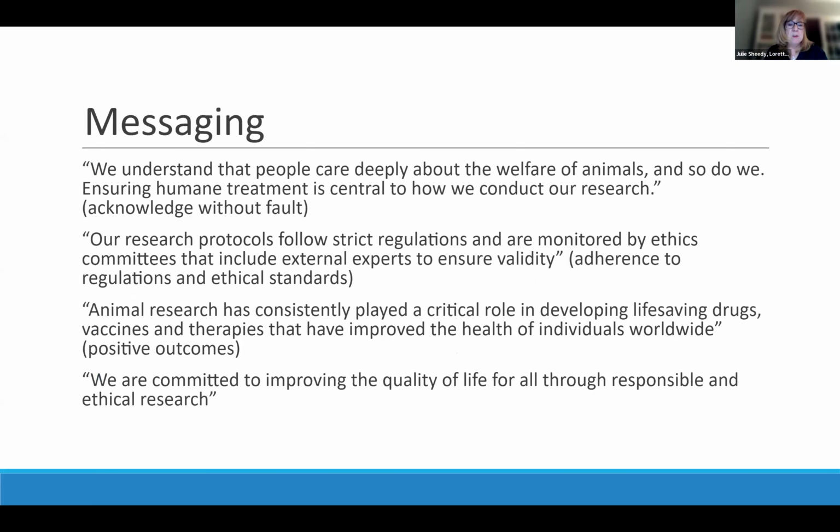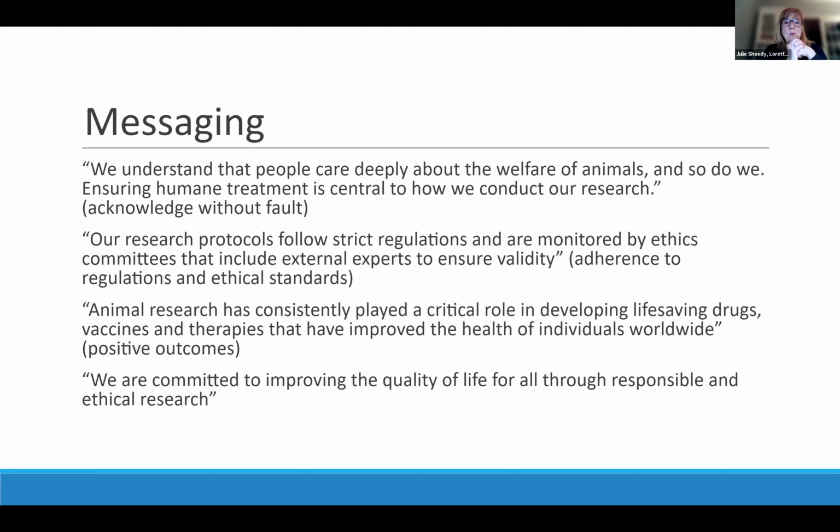Next. I put a few bullets in here about messaging as I continued in here. Essentially things like, we understand that people care deeply about the welfare of animals, and so do we. Engaging in humane treatment is central to how we conduct our research. So you're kind of getting at that acknowledgement. Our research protocols follow strict regulations and are monitored by ethics committees that include external experts to ensure validity. So that's the adherence to the ethical standards.